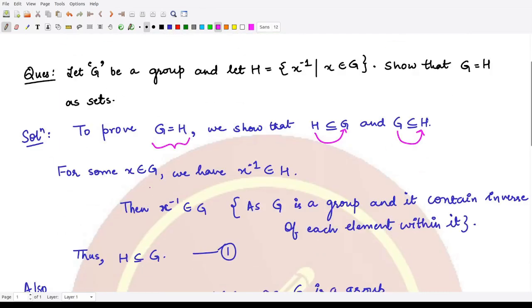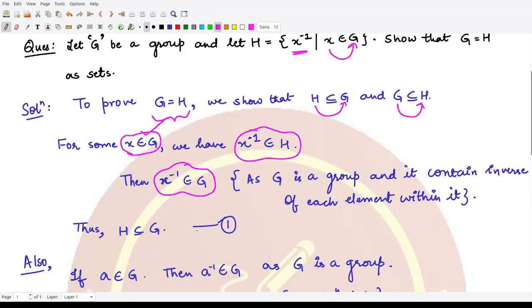For the first one, we take some element X from the group G. Then by definition, because X is in G, its inverse would be in H. So X inverse is present in H. However, this X inverse is also present in G. Why? Because G is a group and it contains the inverse of each element within it. So if X inverse is present in H, it is also present in G. Hence H is contained in G, for all X, because X is an arbitrary member. So let's park this as equation 1.